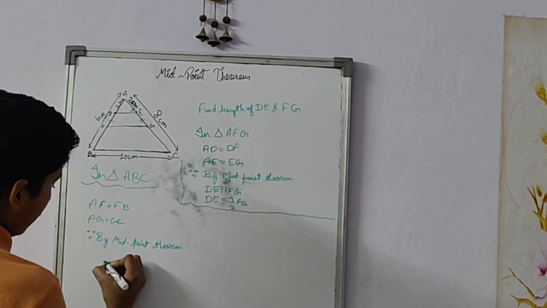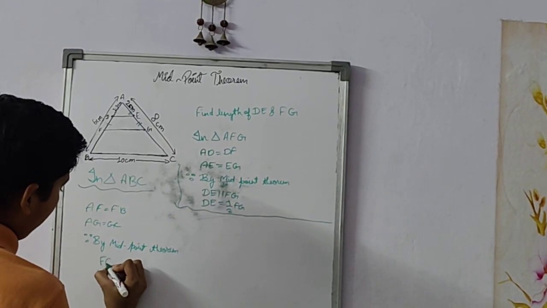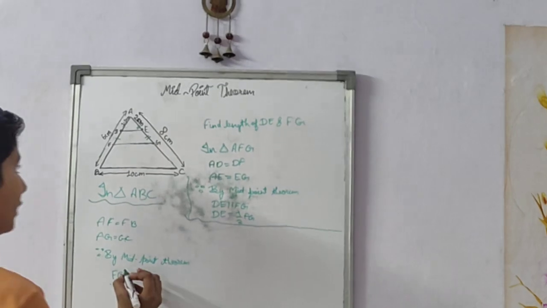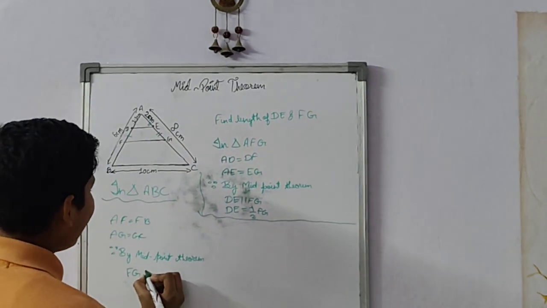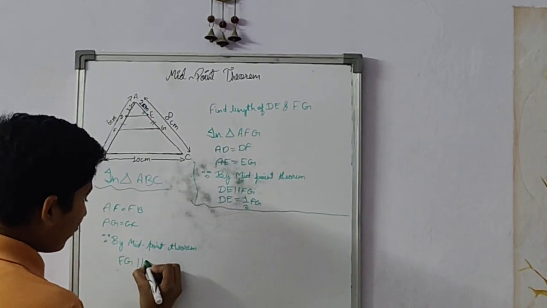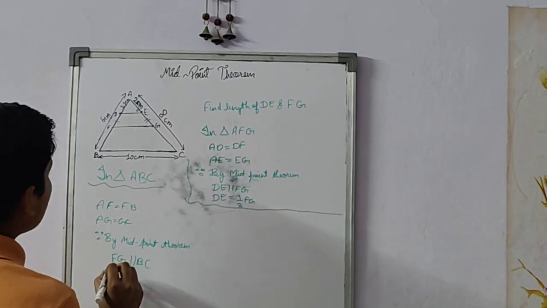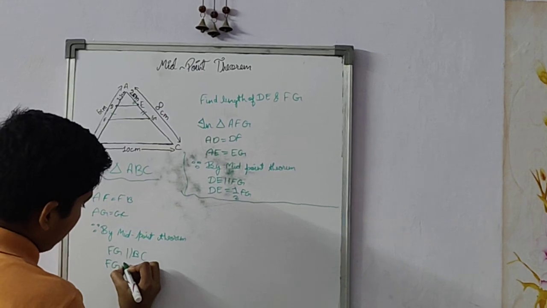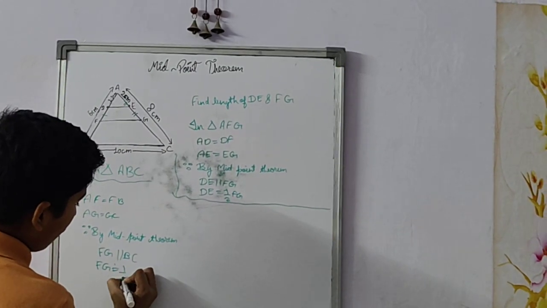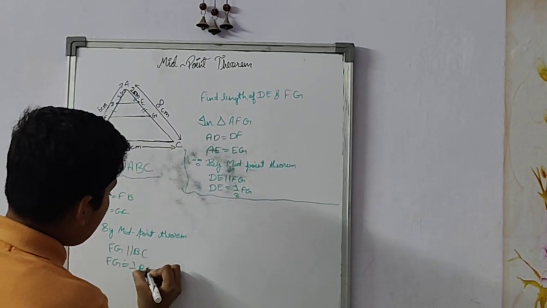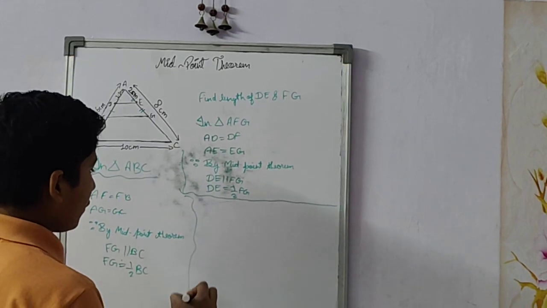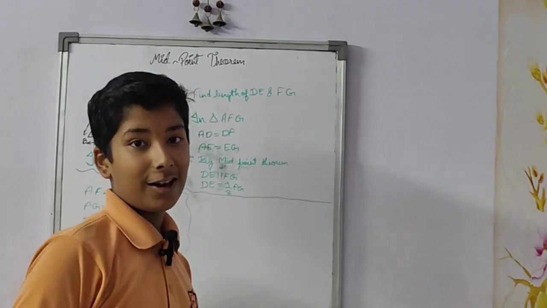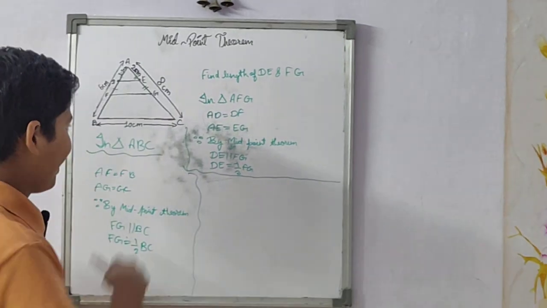Sorry, this is not beautiful FG. What a beautiful FG. And it will be parallel to BC. And FG will be half of BC. What a beautiful curly line, like my hairs.